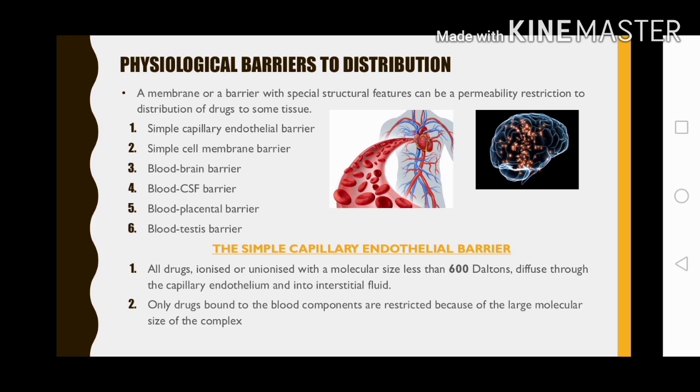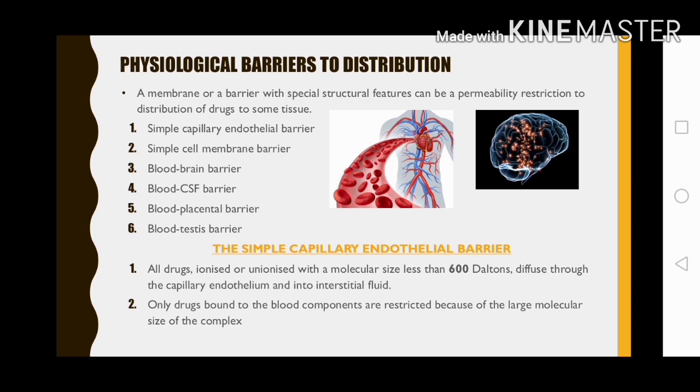Moving towards the physiological barriers to distribution, first we need to understand what is a physiological barrier. There are different barriers like the capillary membrane, cell membrane and the blood-brain barrier, cerebrospinal fluid, placenta. These are special membranes with special structural features that do not allow the drug to be distributed internally. So they include simple capillary endothelial barrier, simple cell membrane barrier, blood-brain barrier, blood CSF barrier, which stands for cerebrospinal fluid barrier, blood placenta barrier, and blood testis barrier.